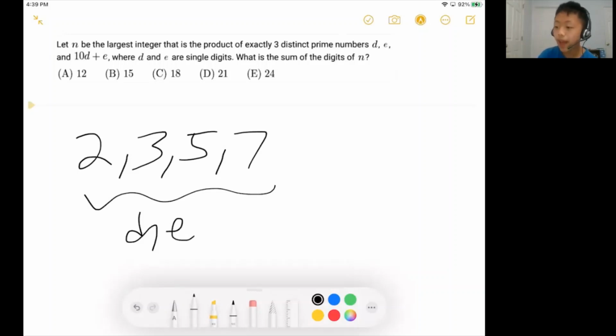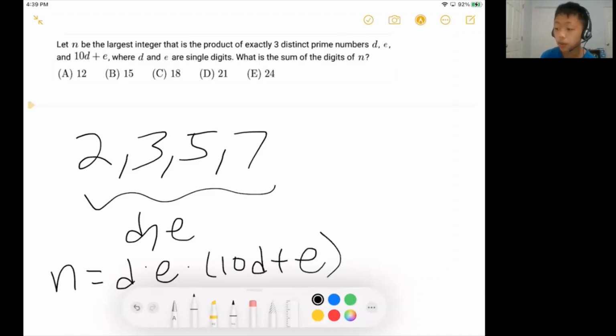And we know that n is the product of d, e, and 10d plus e, right? So n equals d times e times 10d plus e. So we want to make n as big as possible, right? It says let n be the largest integer. So if we want to make n as big as possible, we obviously want to make d and e as large as possible, right? And obviously 10d plus e. We want to make those as large as possible.